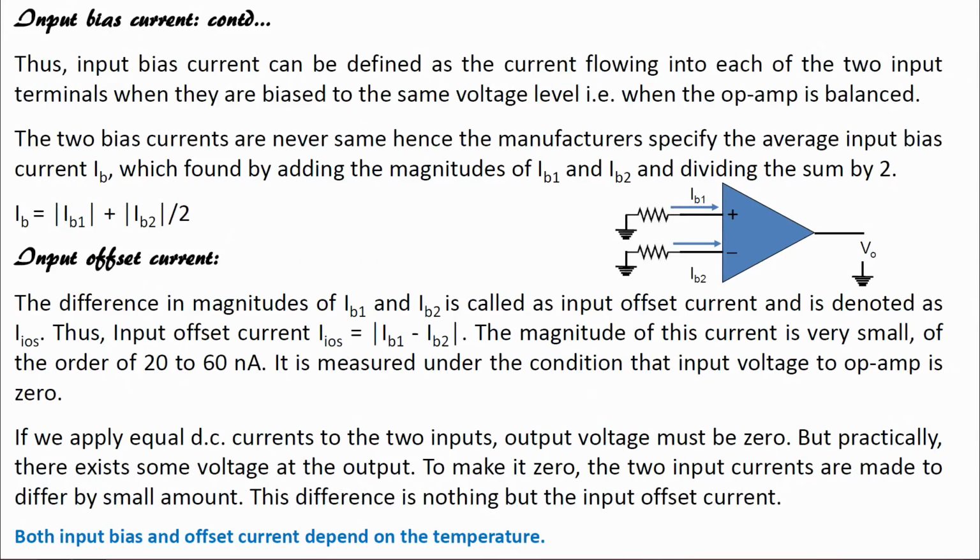So, how is input bias current measured? The input bias current is measured using this formula, where IB equals mod of IB1 plus mod of IB2, divided by 2. Input offset current is the difference in the magnitudes of the input bias currents IB1 and IB2, denoted by IOS. IOS equals mod of IB1 minus IB2. One very important point to remember here is that both input bias and offset current depend on the temperature. If you change the temperature, the input bias and offset current also change.